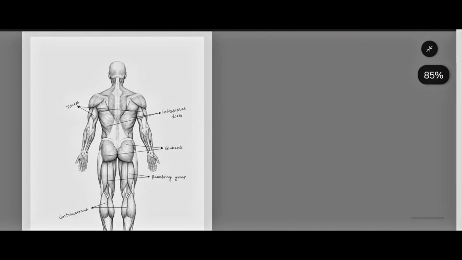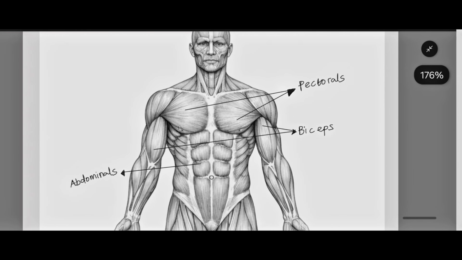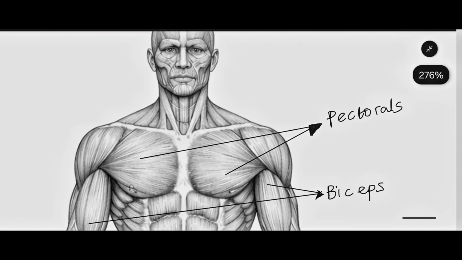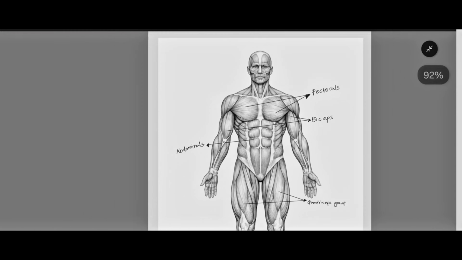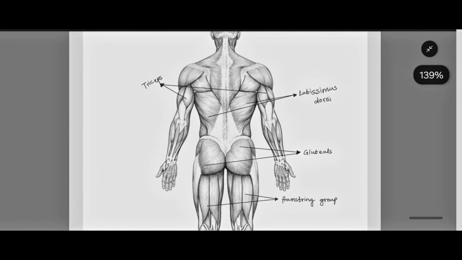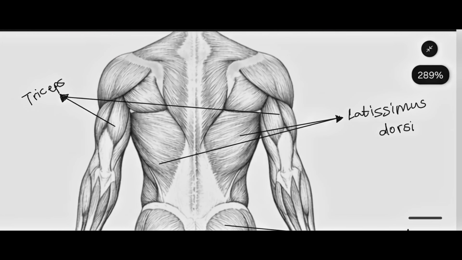Next, we have the pectorals. The pectorals are your chest muscles, and they help with any pushing movements and also help bringing the arm across the body. Next, we have your latissimus dorsi. So these 2 big muscles down here in your back, that's your latissimus dorsi. And your latissimus dorsi pulls the arm down and back.